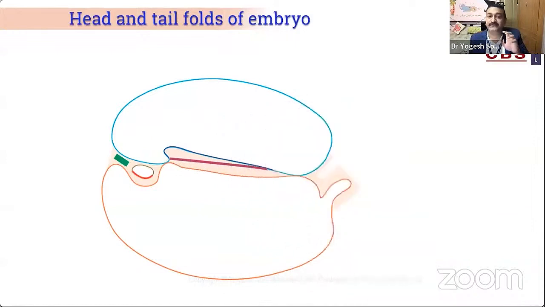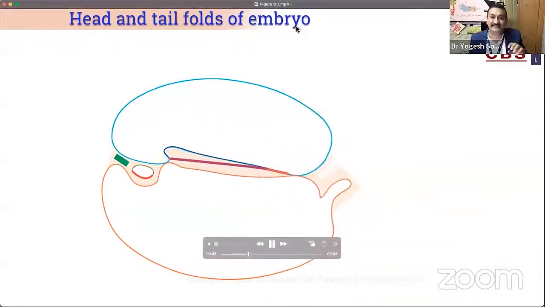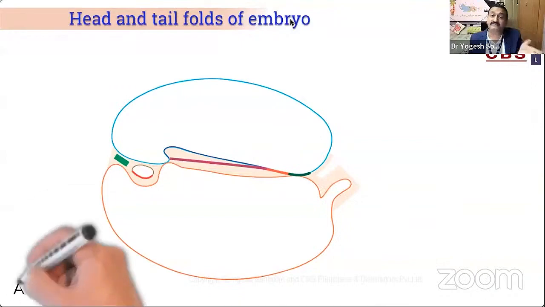So this is the head fold and the tail fold of the embryo. So this Adobe Illustrator can be utilized further in a way like this one.